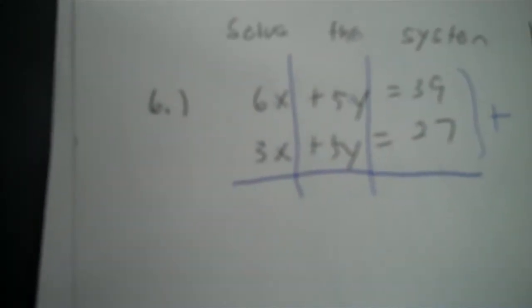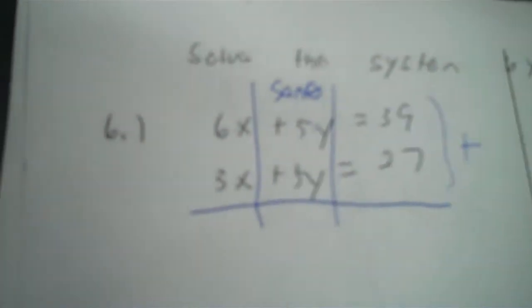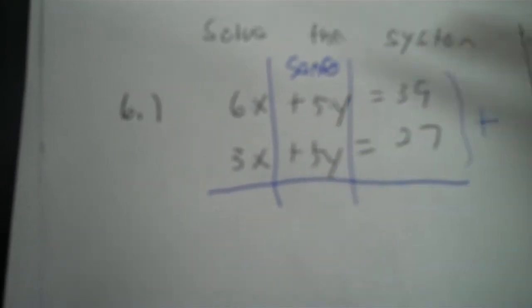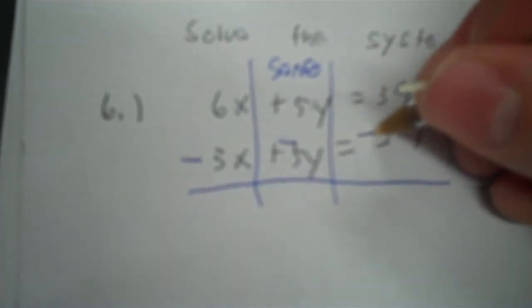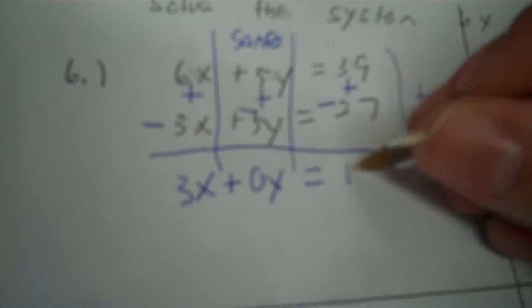Okay? So 6x plus 3x is 9x. 5y plus 5y is 10y. So right now they don't add to 0. But you have a common multiplier in front of the y's. So if you just switch this bottom equation to the opposite, negative, negative, negative, and then plus, you're going to get 0, okay? So 6 plus negative 3 is 3x. 5 plus negative 5 is 0y. And then 39 plus negative 27 is 12.